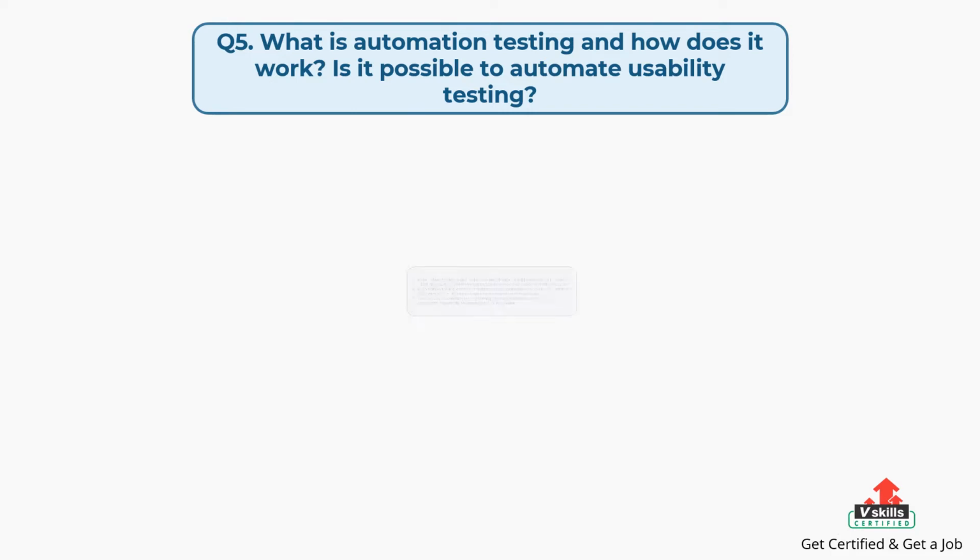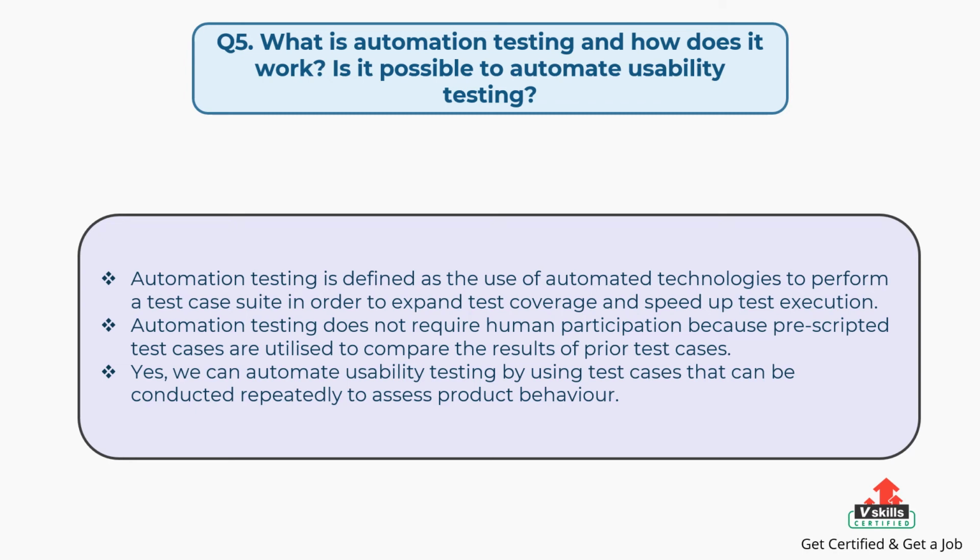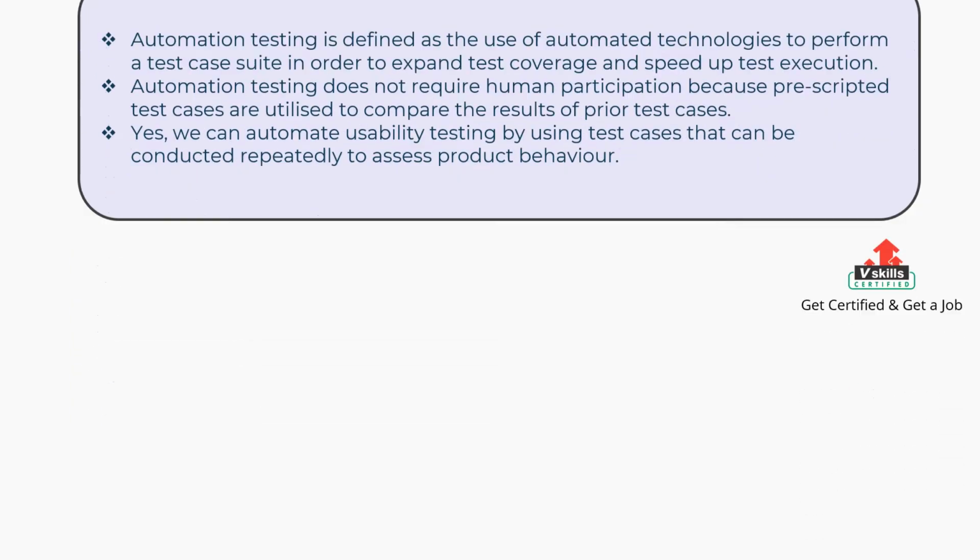The answer is: automation testing is defined as the use of automated technologies to perform a test case suite in order to expand test coverage and speed up test execution. Automation testing does not require human participation because pre-scripted test cases are utilized to compare the results of prior test cases. Yes, we can automate usability testing by using test cases that can be conducted repeatedly to assess product behavior.